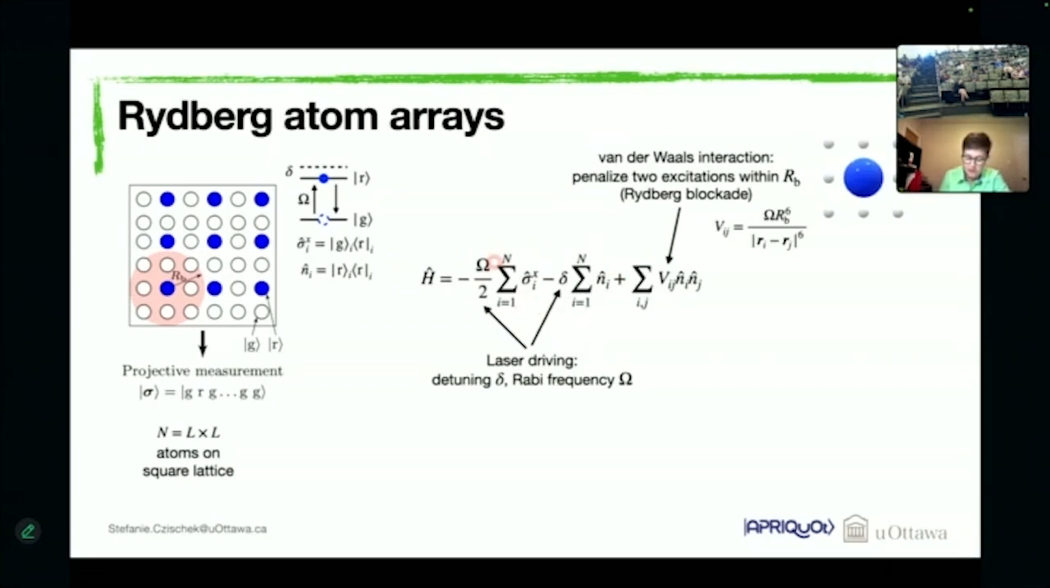So the first two terms are generated by an external laser driving, and they affect each atom individually and create a detuning of the excited energy level by a factor delta, and also a Rabi oscillation between the ground and the Rydberg state with the frequency omega. And then we have an interaction term here, which is an all-to-all interaction between the atoms. And this can be described using the van der Waals interaction.